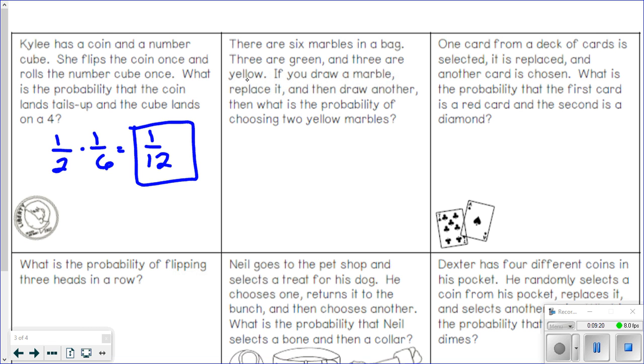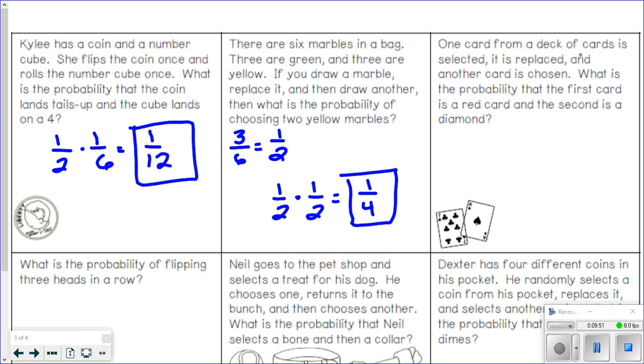All right, so the probability of drawing a yellow one, there's 3 yellow ones out of 6, and that simplifies to 1/2. So half the marbles are yellow. And so the probability of drawing a yellow one the first time is 1/2, and the probability of drawing a yellow one the second time is also 1/2. So we just multiply those together, and we get a probability of 1/4.